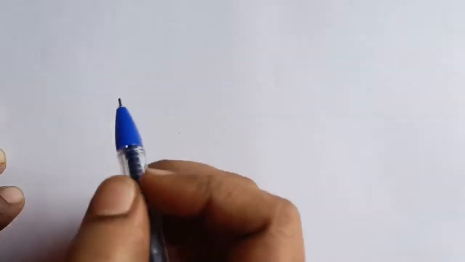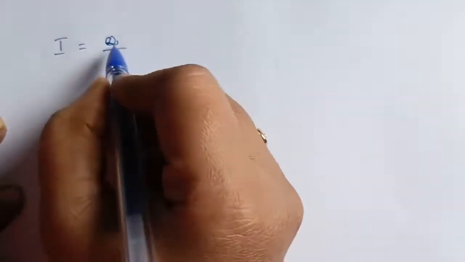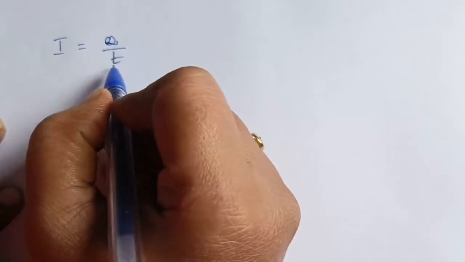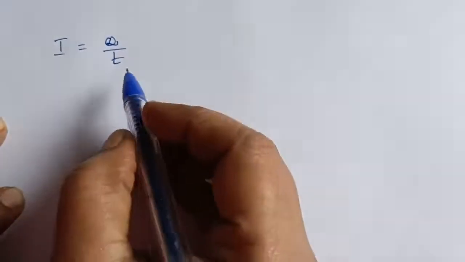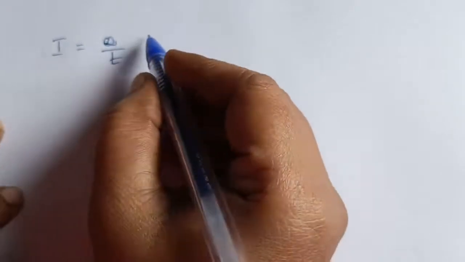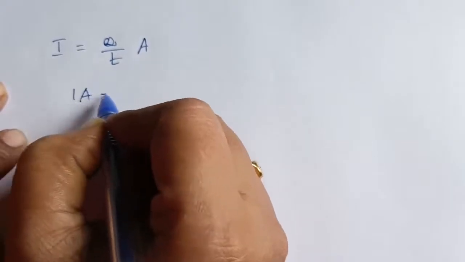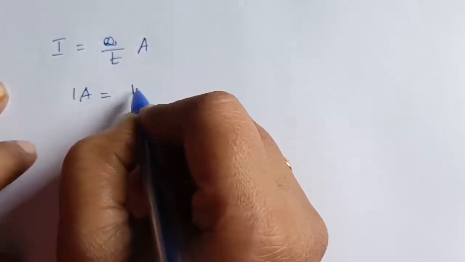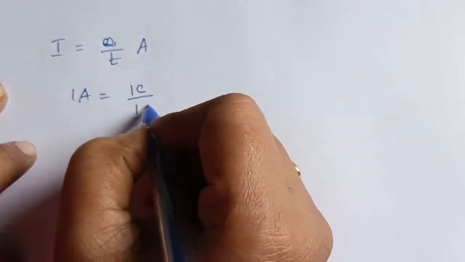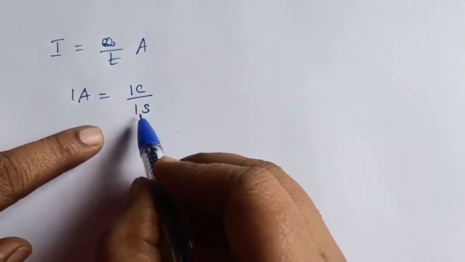So we have learned first about the current I. I equals Q by T, the flow of charges per unit time at a particular point. What is the unit of this current? The unit of current is ampere. 1 ampere is equal to 1 coulomb per 1 second, the flow of 1 coulomb in a particular area per 1 second.